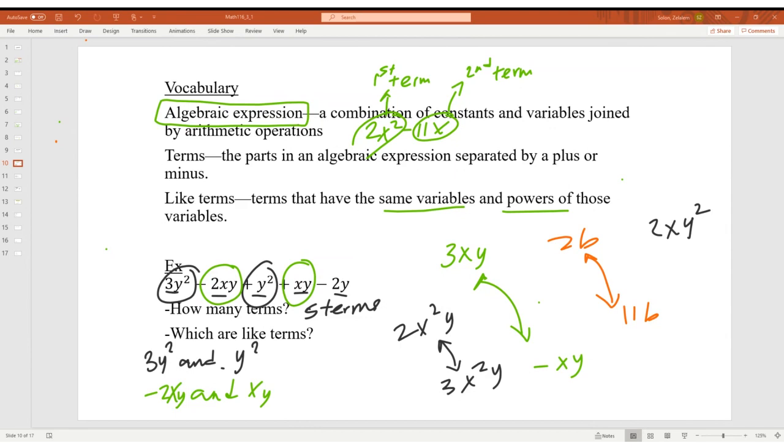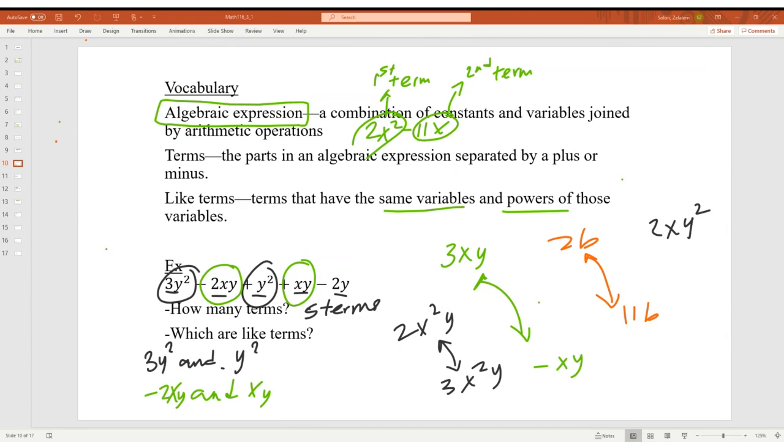So I'll repeat the last example. You have the expression 3y squared minus 2xy plus y squared plus xy minus 2y. Any expression which is separated by subtraction or addition is called a term. So if you are asked how many terms there are, just look at the expressions separated by addition and subtraction. I have 3y squared, one term, negative 2xy, another term, y squared, another term, xy, another term, minus 2y, another term. So when you add all those, we have 5 terms. That's why we have the answer 5 terms for the first one.